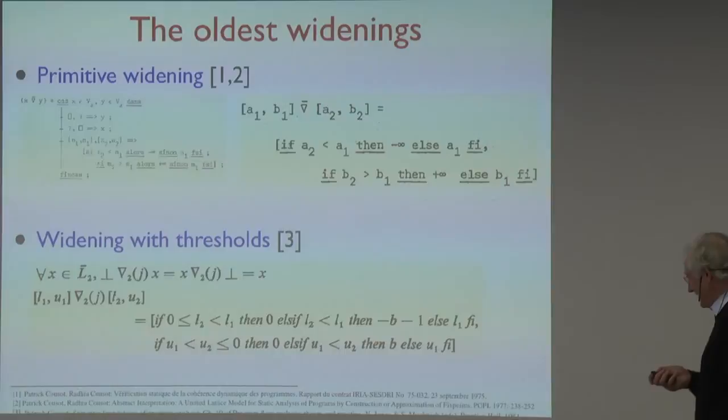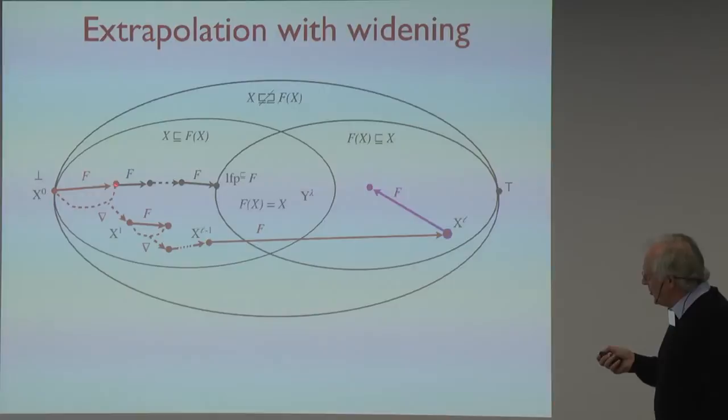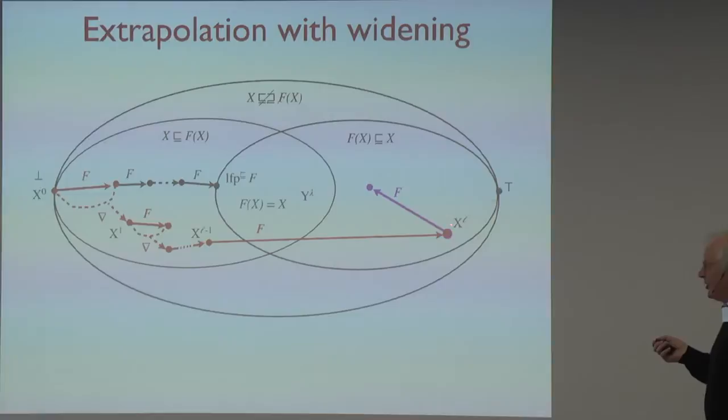So the idea is this. You start from bottom, you compute the next iterate, and you take these two elements, you widen, and this gives you something larger. You compute the next iterate. From these two, you widen, this gives you something larger, until you reach something so that the next iterate will be a post-fixed point. That is, when you apply the F to this point, it goes down.